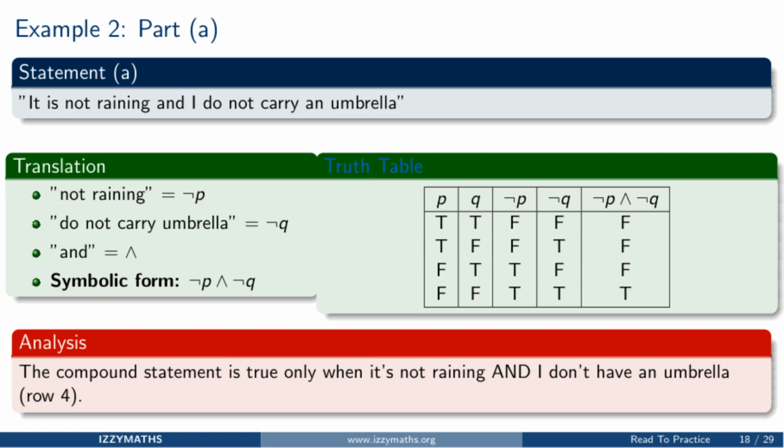Now for the truth table. When P is T and Q is T, not P is F and not Q is F, so not P and not Q is F. When P is T and Q is F, not P is F and not Q is T, so not P and not Q is F. When P is F and Q is T, not P is T and not Q is F, so not P and not Q is F. When P is F and Q is F, not P is T and not Q is T, so not P and not Q is T. The analysis shows that the compound statement is true only when it's not raining and I don't have an umbrella.